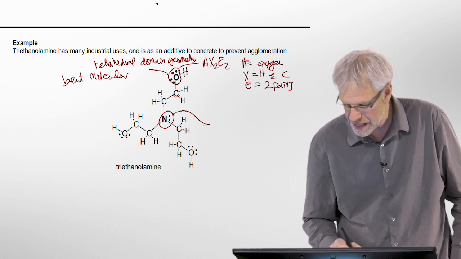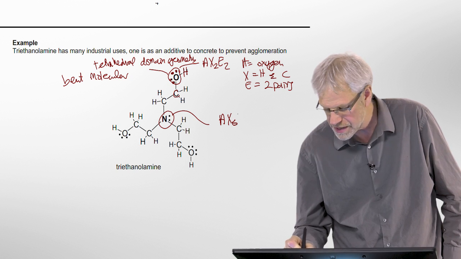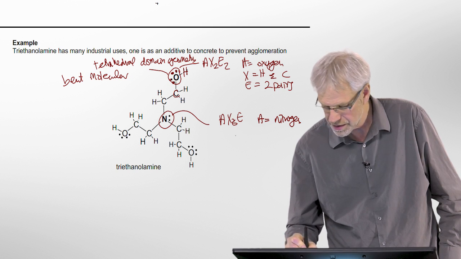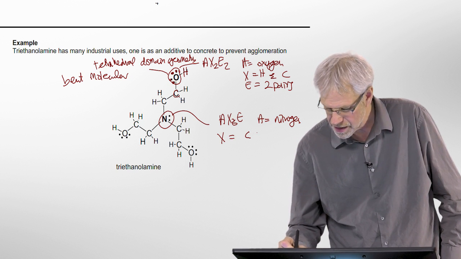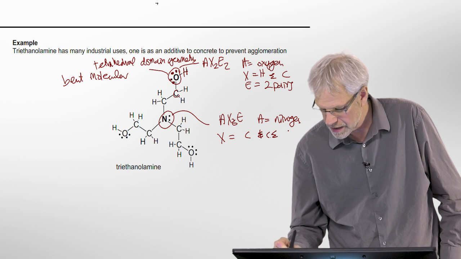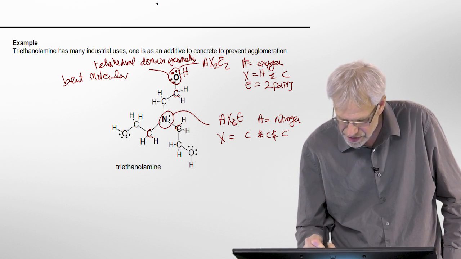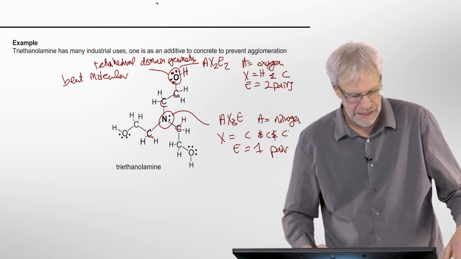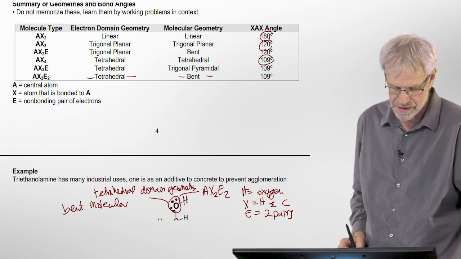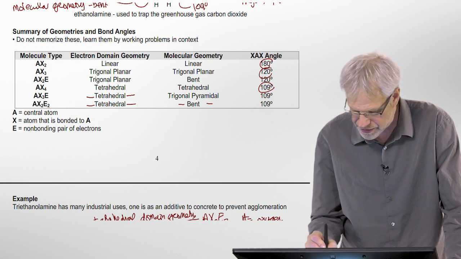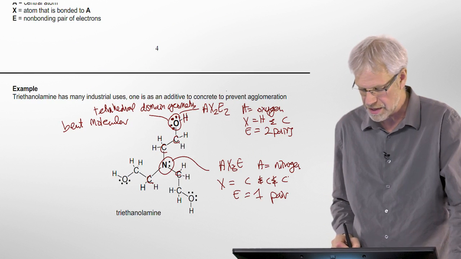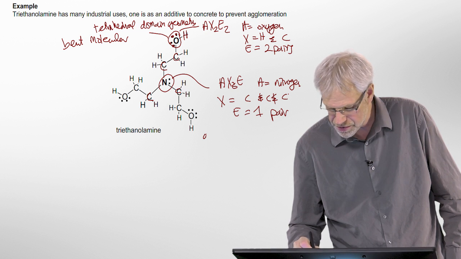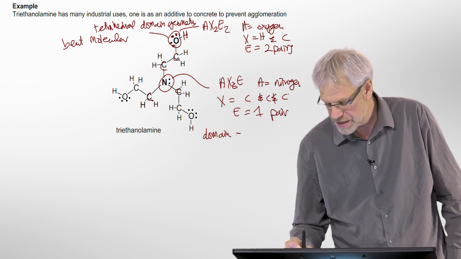And the central nitrogen atom is an example of AX3E, A being the central nitrogen, X being, in this case, a carbon atom and a carbon atom and another carbon atom, these three carbon atoms, and E is one pair of non-bonding electrons, and AX3E, tetrahedral electron domain, trigonal pyramidal. Again, we don't want you to memorize this, we want you to work this out. So the electron domain geometry, in this case, is tetrahedral.